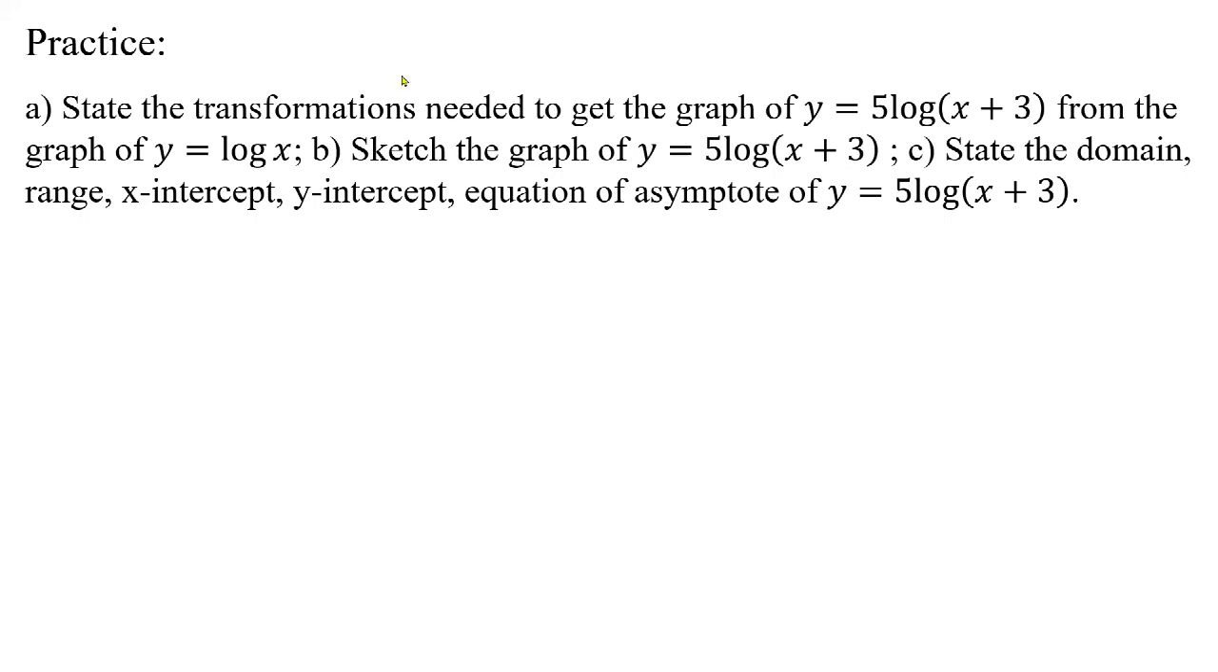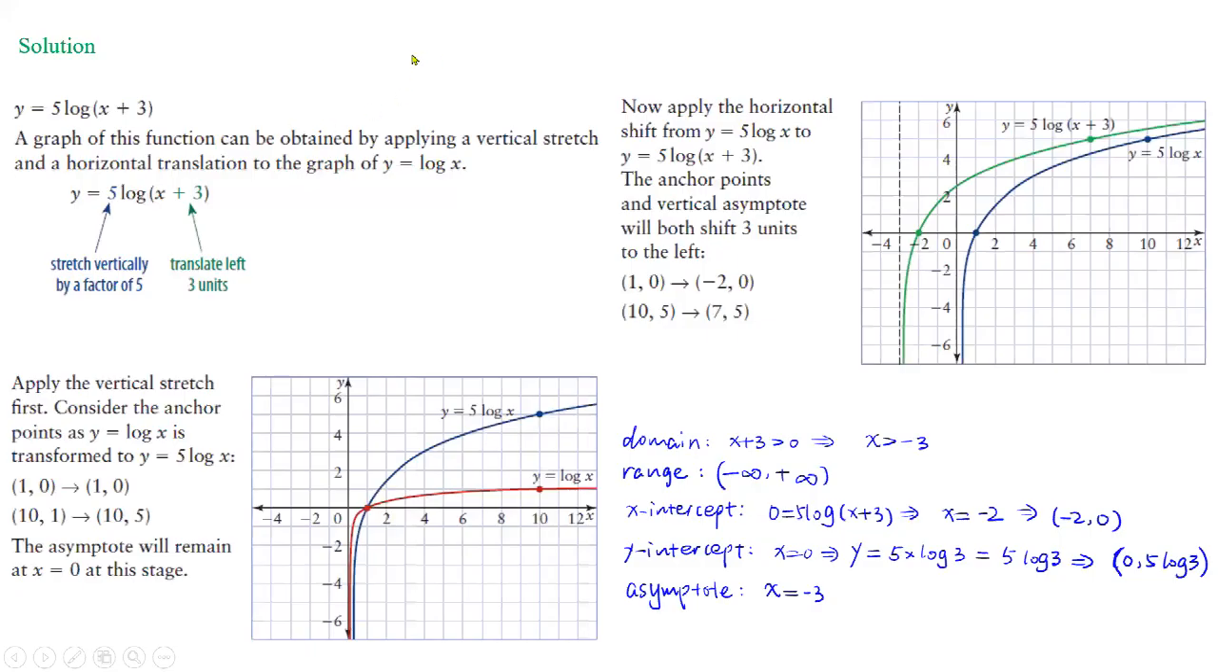All right, so let's have a look at the solution of this problem. Okay, so basically there are two parameters, right? The first parameter corresponds to a vertical stretch by a factor of 5. The second parameter here is actually x plus 3, right? So it corresponds to a horizontal translation, 3 units to the left. So first of all, we need to apply the vertical stretch first.